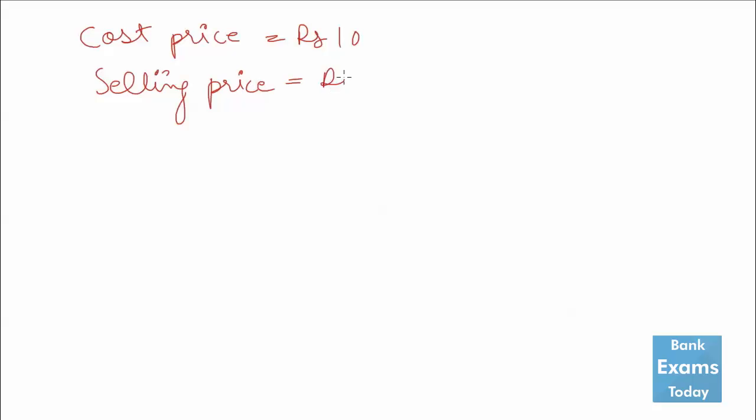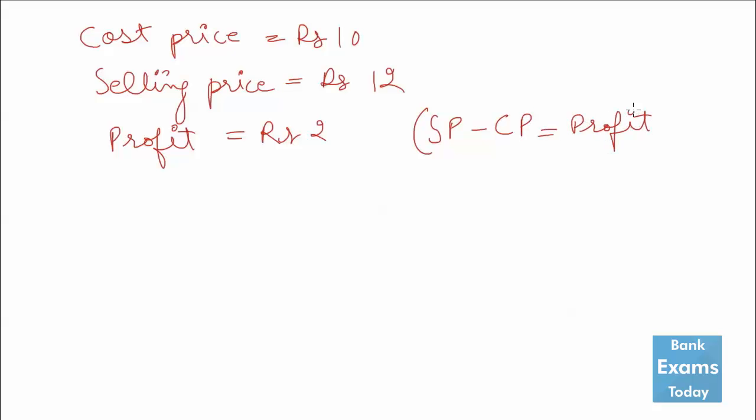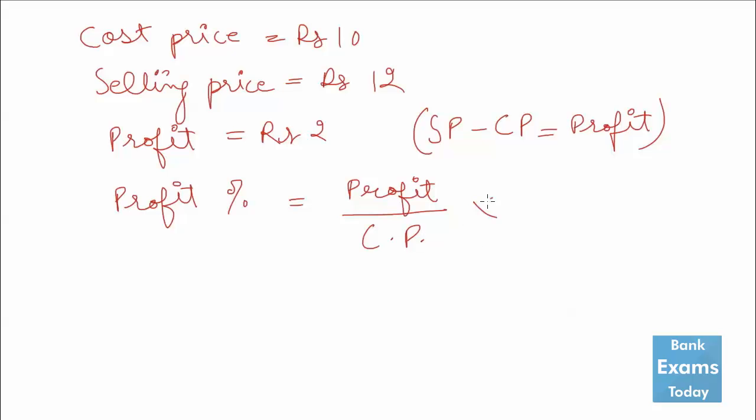As in the previous example, the cost price is rupees 10 and the selling price is rupees 12. The profit is rupees 2. You can remember that selling price minus cost price is equal to profit. Now to calculate the profit percentage or gain percentage, the formula is profit divided by cost price multiplied by 100. Now the profit is rupees 2 and the cost price is rupees 10, multiplied by 100. Now the profit percentage is 20%.